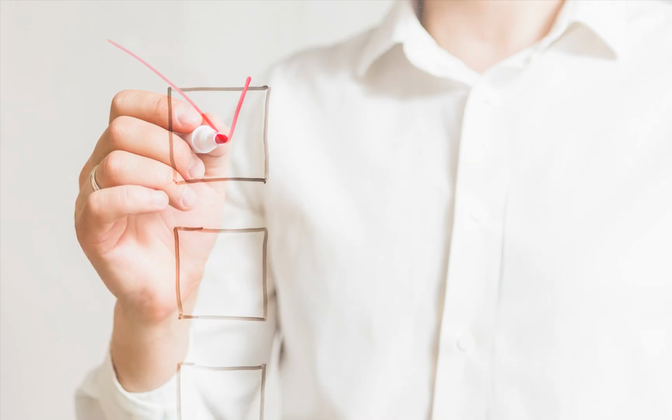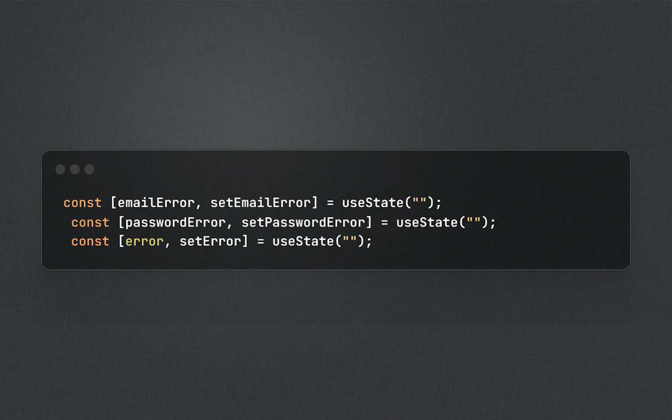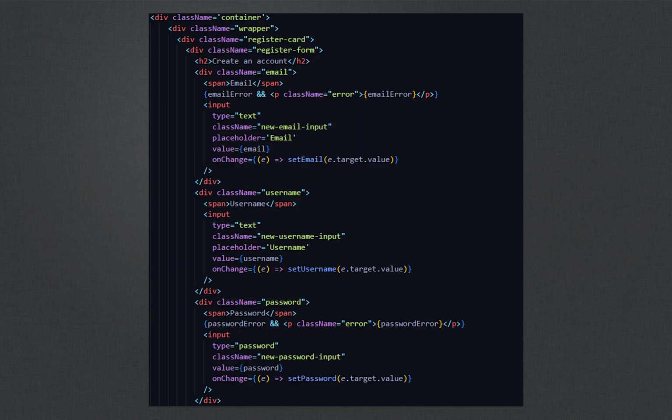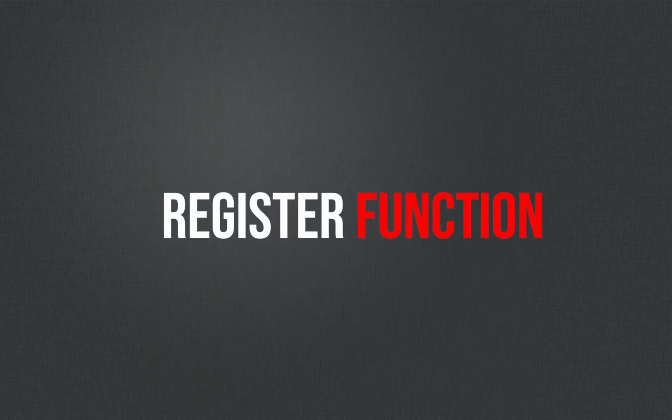Now that we are done with the validate function, we're going to need 3 more states and add this line of code to display the errors. You can add them anywhere you want. I just think that this placement is the best for me. Now, we can start with the register function first.